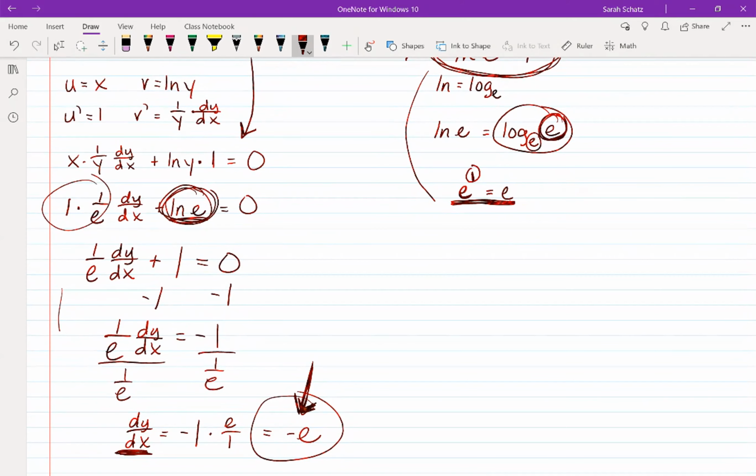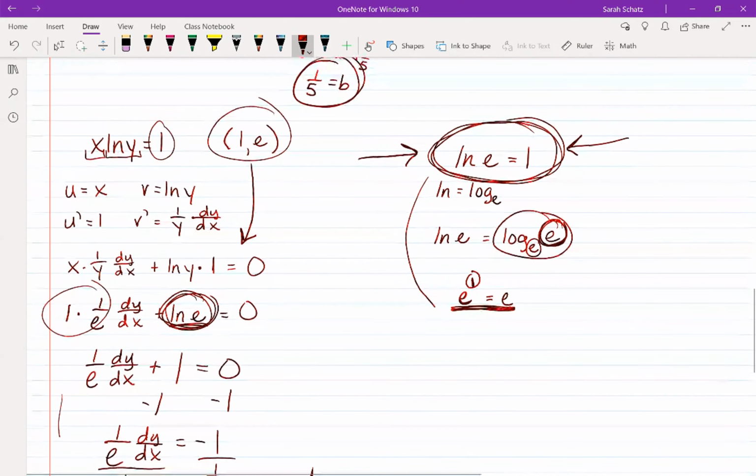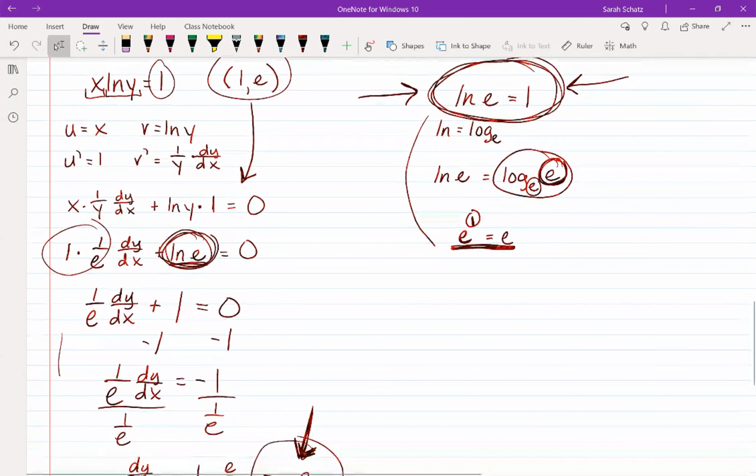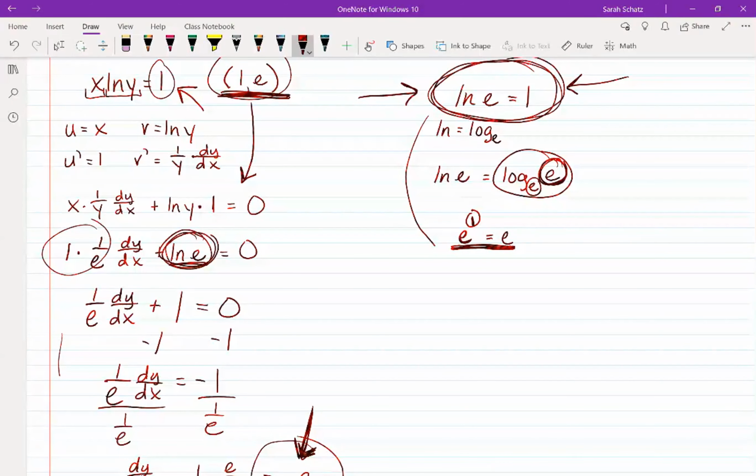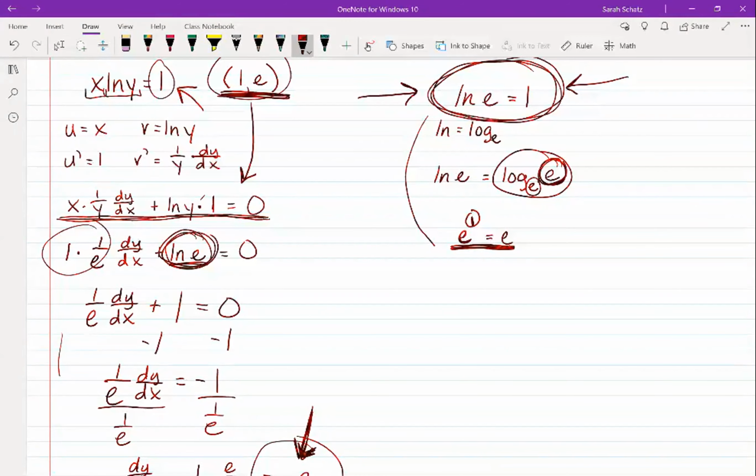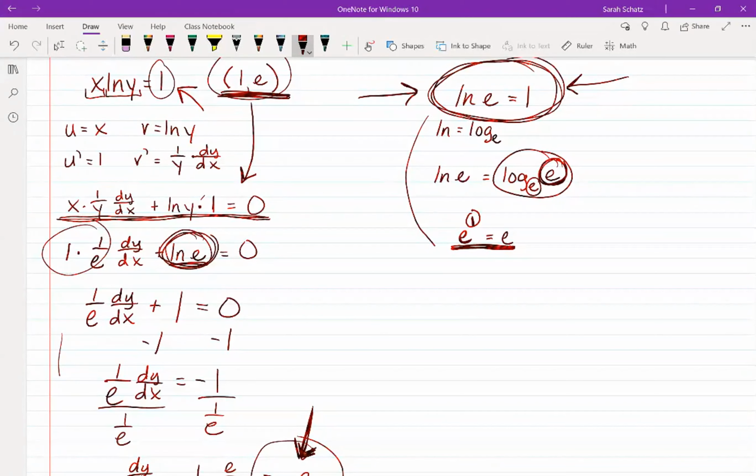So guys, I think the biggest thing you have to remember on this stuff is that you're always given a point to put in. You cannot put in that point until you take the derivative. So you can't just put 1 and e in here. You have to take the derivative first, like we did right here, and then you can put in your point. So always take the derivative first, then put in your point. That's going to be the biggest thing you have to watch out for. So just keep that in mind.